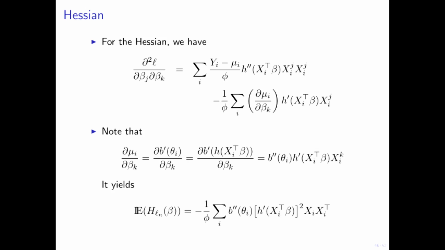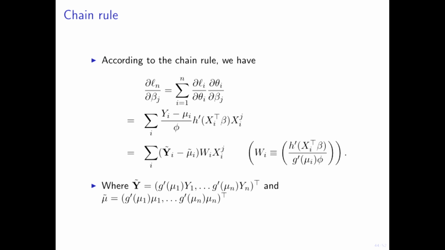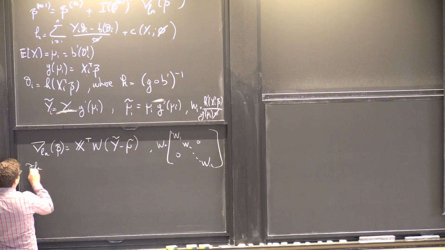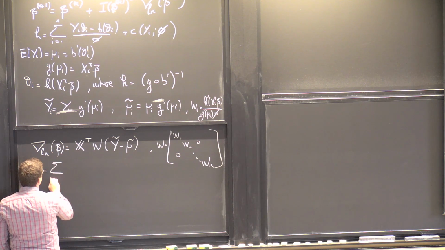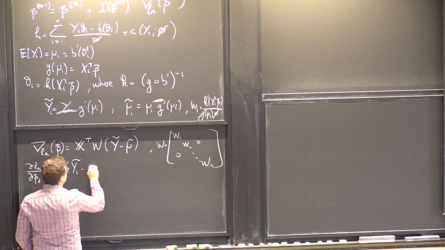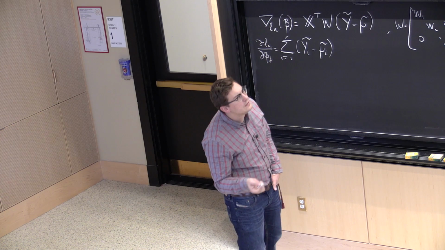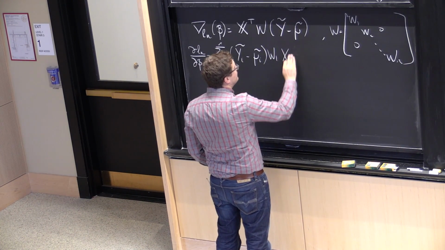So the Hessian computations are going to be a little more annoying. Actually, let me start directly with the coordinate-wise derivative, right? So to build this gradient, what we used in the end was that the partial derivative of ln with respect to the jth coordinate of beta was equal to the sum over i of yi tilde minus mu i tilde times wi times the jth coordinate of xi.